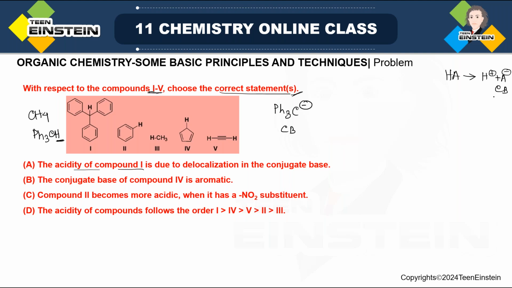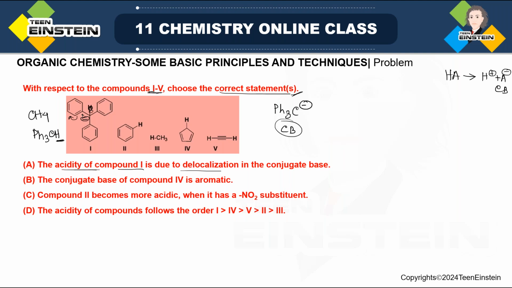That means when the conjugate base is stable, acidity is high. Now in this case, the conjugate base, which is Ph3C minus, is stable because of delocalization. It is saying that the acidity of the first compound is because of delocalization in the CB, the conjugate base. And that is true. Why? Because here the negative charge which will be produced after removal of this hydrogen can undergo resonance with these 3 phenyl rings. So delocalization is possible.